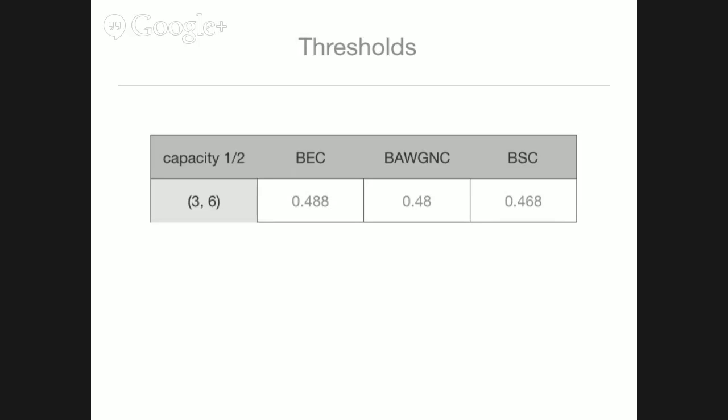8.8, right? Now, if you do the Gaussian channel, then it jumps up to about 0.48, so slightly worse. And the BSC is actually the worst channel to code over. So you get about 0.47, right? And it should be about 50.